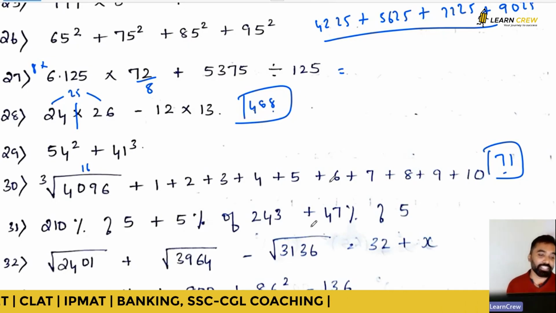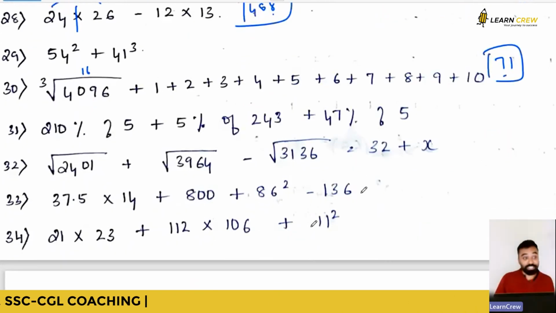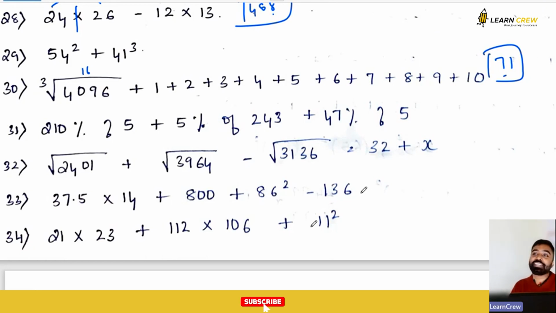Okay, 31st is an interesting one. Let's see who is doing it. 210% of 5, 5% of 243, 47% of 5. What is the rule of percentages? We can interchange the percentages. So instead of 210% of 5, I can write it as 5% of 210.